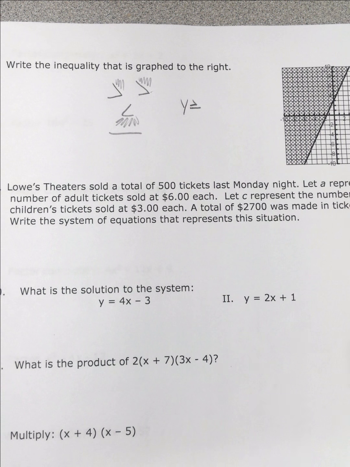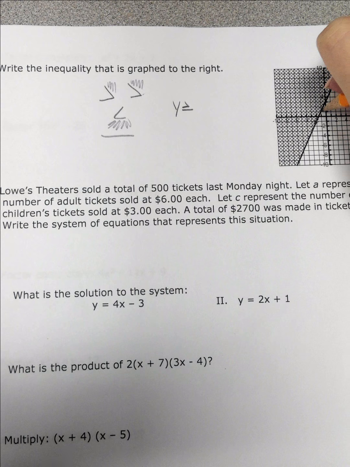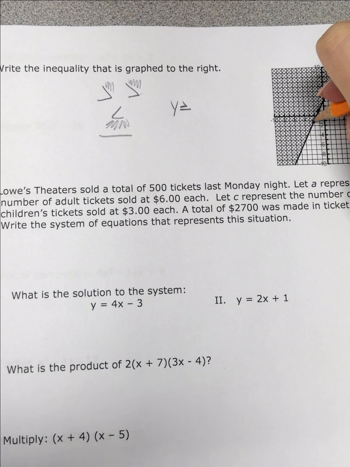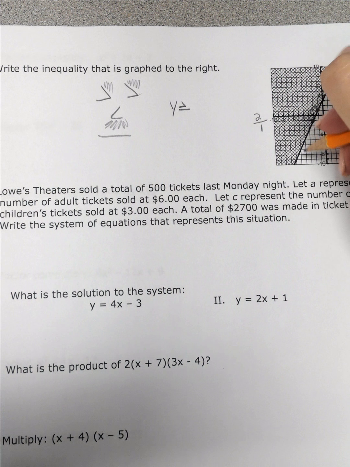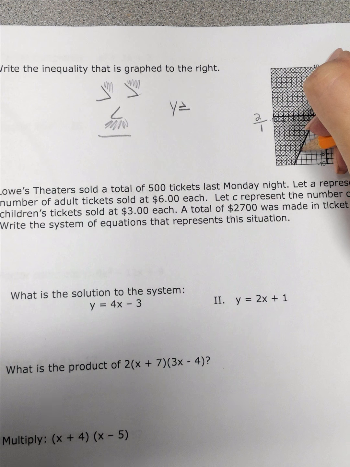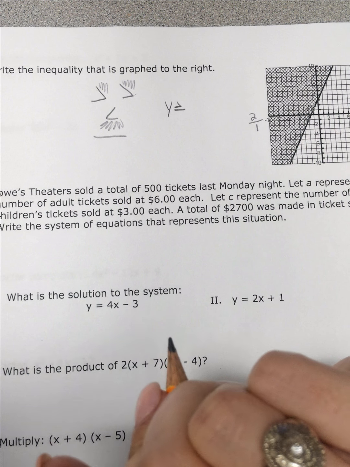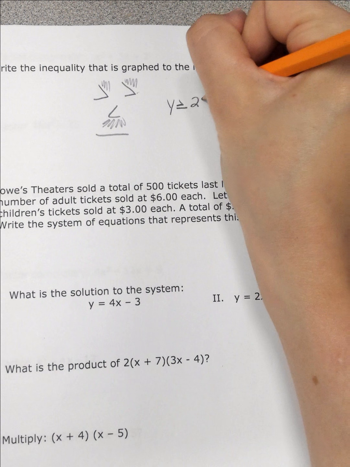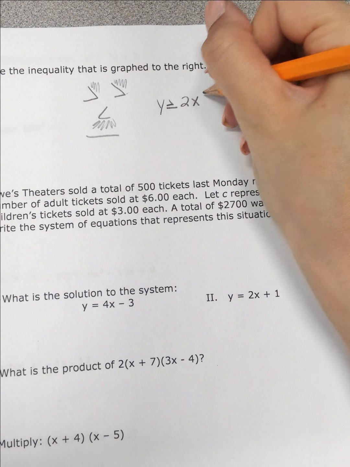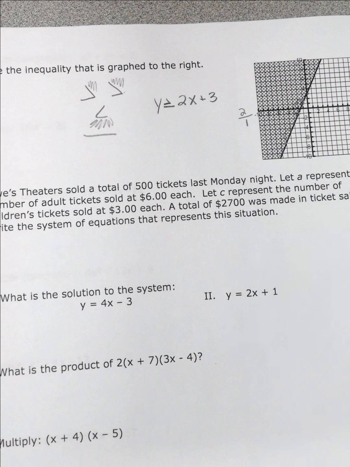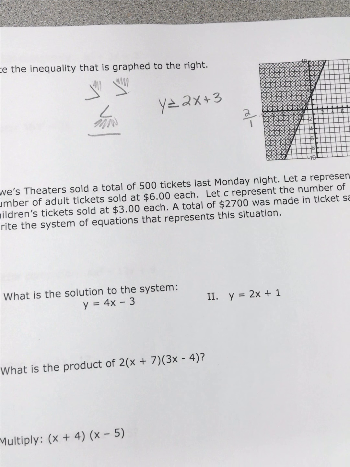Now I need to find the slope. So let's find 2 points. Here's a point, here's a point. So I'm going up 1, 2, over 1. Let's just make sure. Up 2 over 1. Yep, it works all the way through. So my slope is 2 next to my x, and my y-intercept is 3. So plus 3. So you need your slope and your y-intercept to write an equation in slope-intercept form.